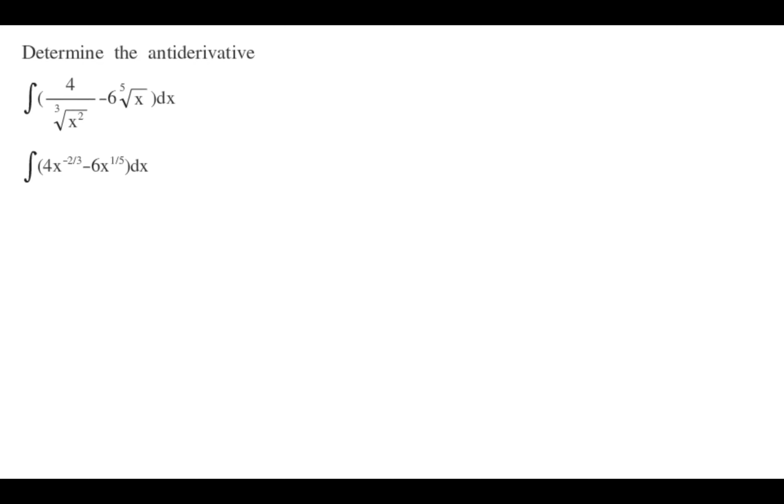So that is our next step, is just to add 1 to the exponent and divide by the new exponent. So we get 12x to the 1/3 minus 5x to the 6/5 plus c.